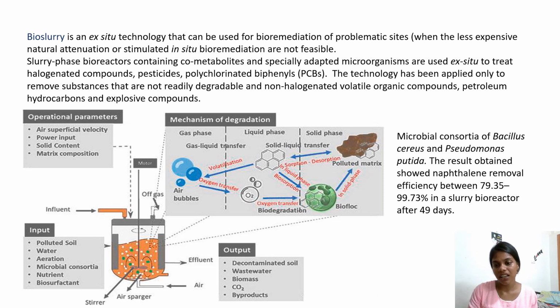This was obtained when a microbial consortium of Bacillus cereus and Pseudomonas putida was used. The efficiency was between 79.35 and 99.73% in a slurry bioreactor after 49 days.